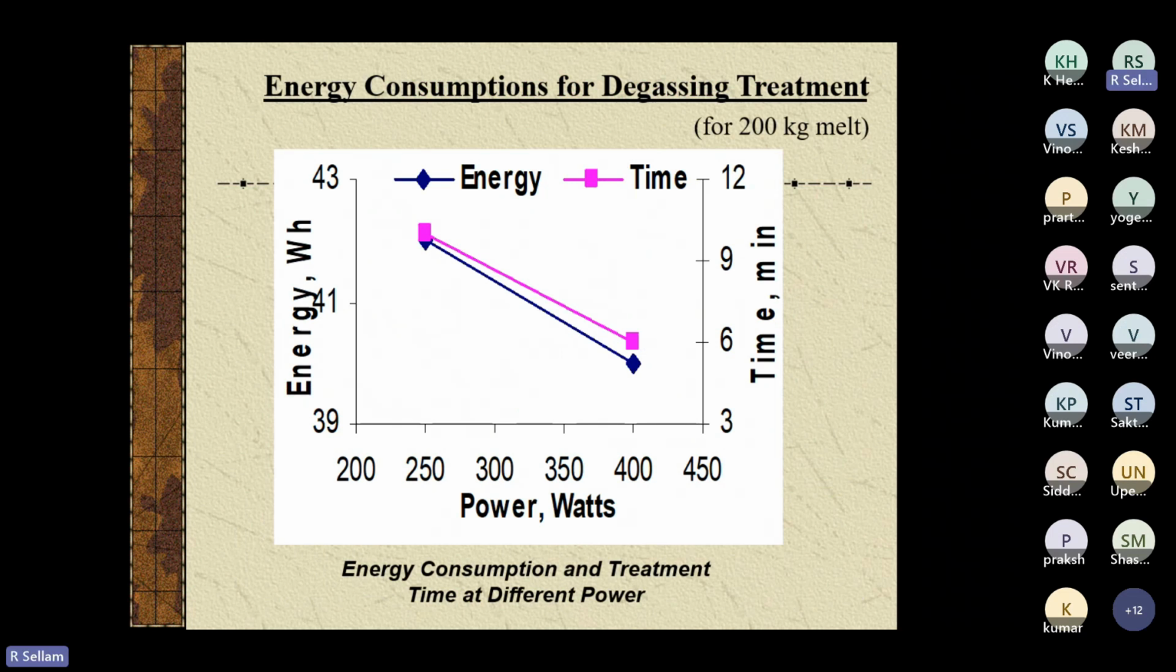Now the energy consumption and time. We have done it at power levels of 250 watts and 400 watts. The energy consumption was from 42 watt-hour to around 40 watt-hour. If you increase the energy to that optimum level, you can reduce the energy as well as the time of degassing. This is all based on a 200 kg melt.